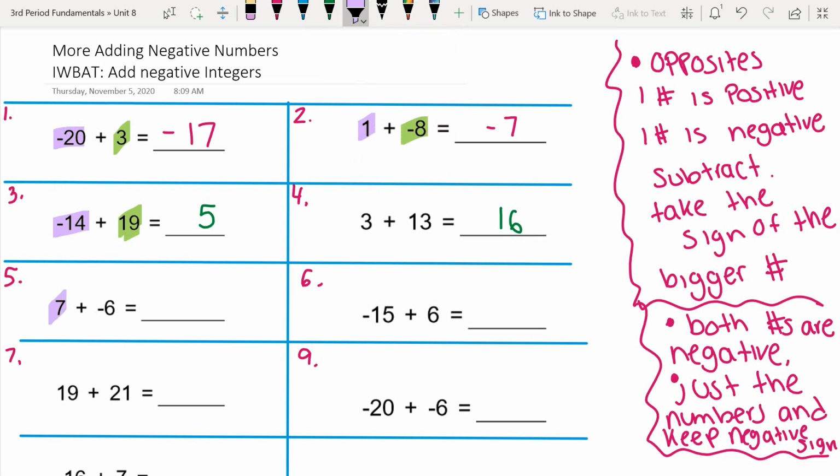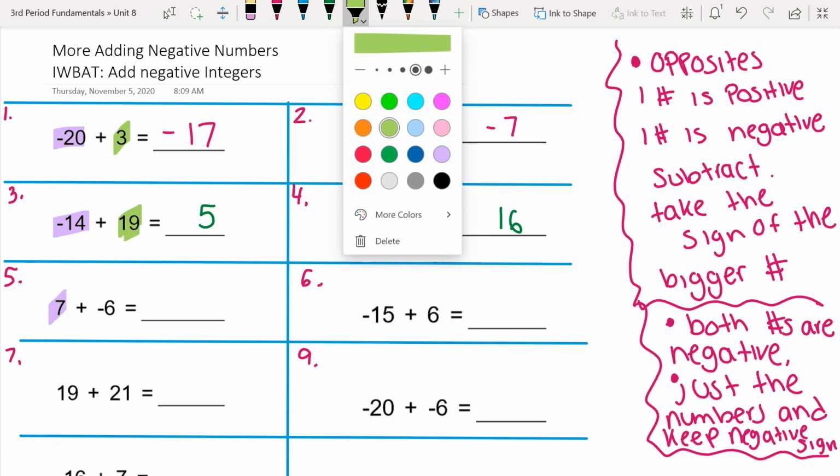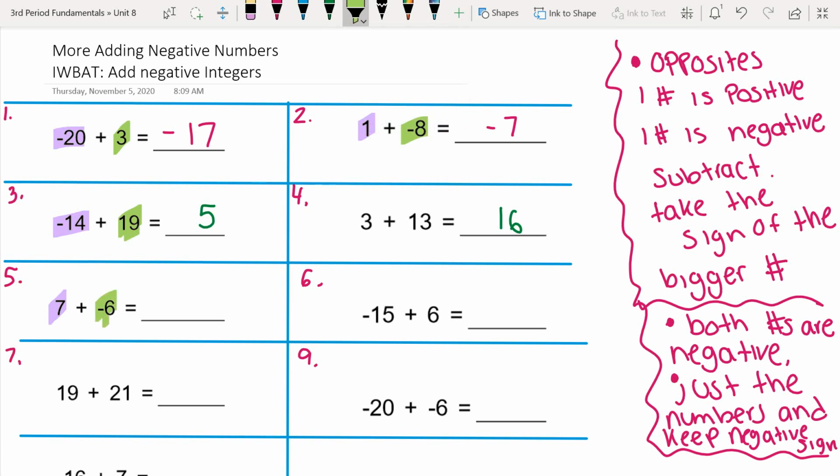Question 5 is 7 plus negative 6. So 7 is a nice normal positive number. Negative 6 is, well, negative. Because they're opposite, one is a positive number and one is a negative, I'm just subtracting them, like I normally would. So I have 7 and I'll take away 6. That leaves me with 1. Well, which number is bigger, 7 or 6? 7's bigger, and 7 is a nice normal positive number, so my answer stays nice and positive.